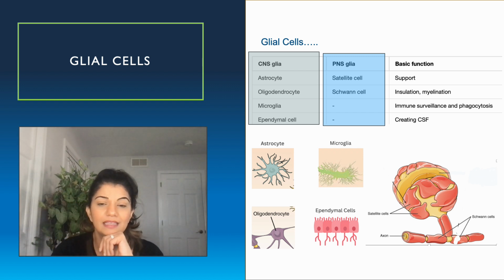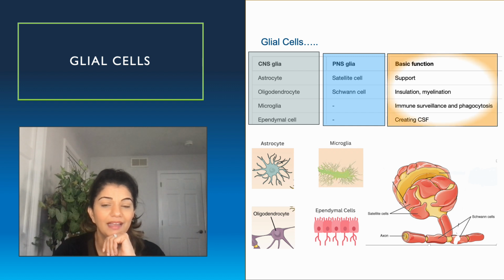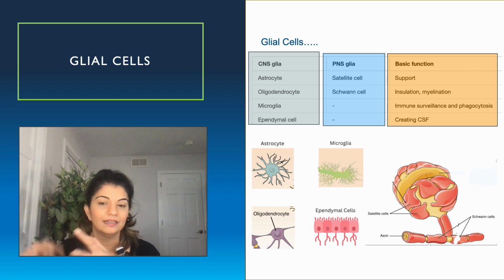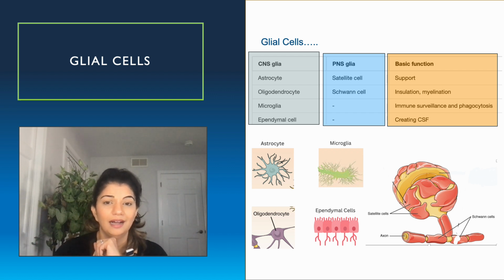But basically the functions of glia are highlighted here also, and they are all about providing support, as far as astrocytes and satellite cells. That's what they do. Oligodendrocytes offer insulation and myelination, as do Schwann cells. And then microglia serve as the immune system for the central nervous system, and the ependymal cells create cerebrospinal fluid. And we're going to talk about them more in depth as we move forward.